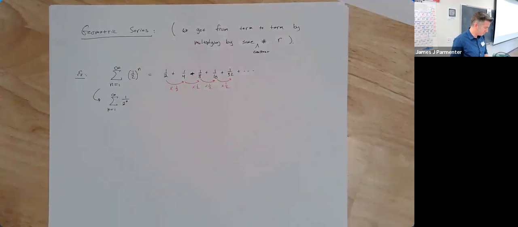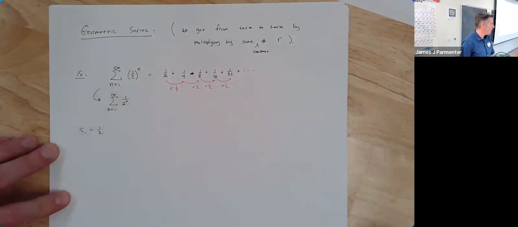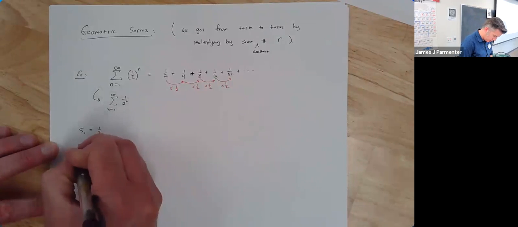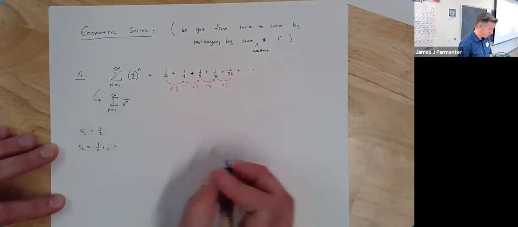So here's another example of how we're going to show that this thing converges. We are going to find the sequence of partial sums here. It's probably one of the last times we'll do it, but it's kind of nice. So let's add things up. First partial sum is 1/2. Not very exciting. Second partial sum is 1/2 plus 1/4, which is 2/4 plus 1/4, which is 3/4.